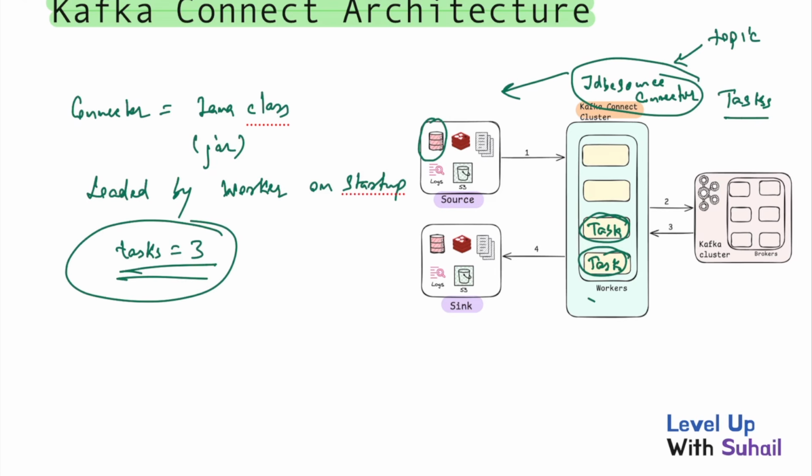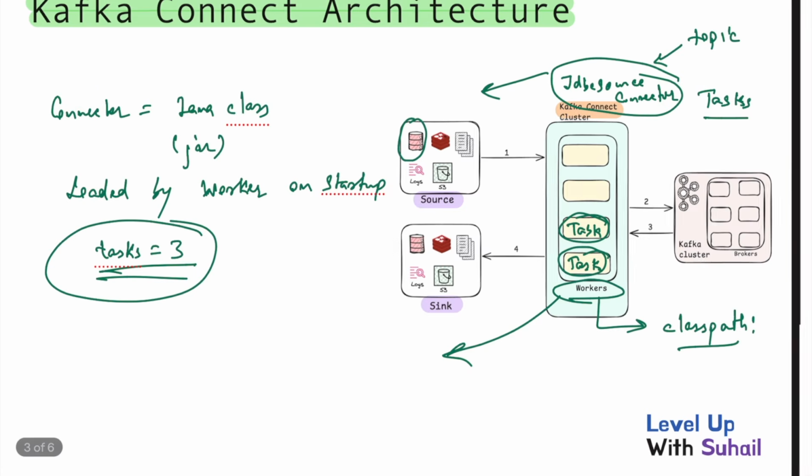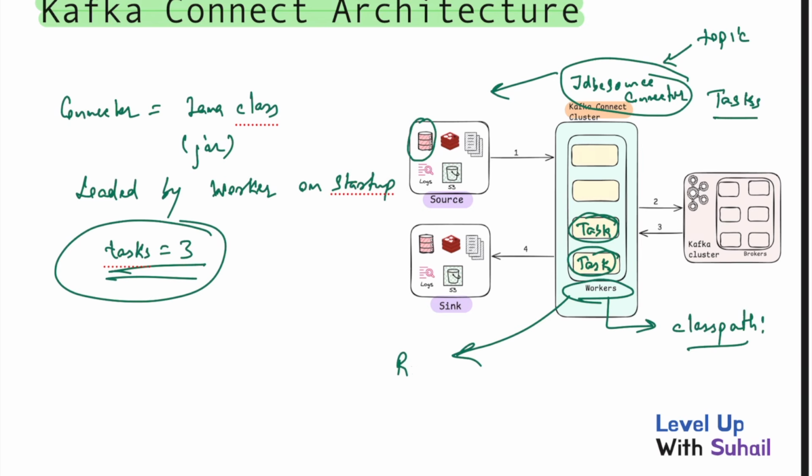What are workers? Workers are the actual JVM processes which are running inside Kafka Connect. To this worker process, we provide all the paths. For example, in the class path, we provide the jars directory so that it loads all the available connectors. And then at runtime, we can configure which connector we want to use. So workers are responsible for running connectors and tasks.